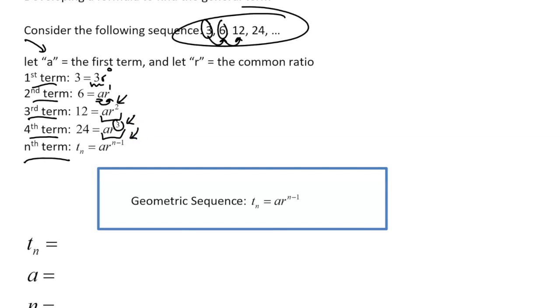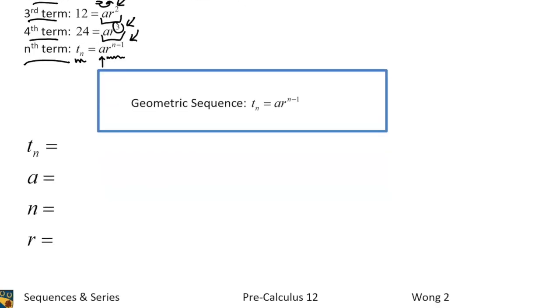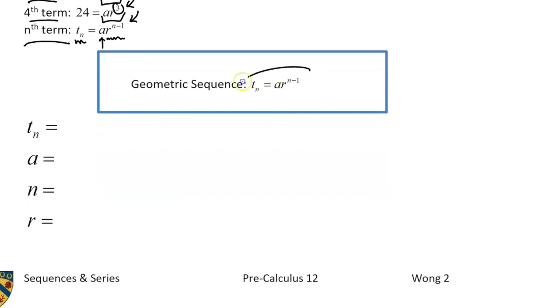So based off of this, we are 90% of the way to being able to create this formula for a geometric sequence. Our geometric sequence is going to look like this. It's going to be a, your first term, times your common ratio raised to the power of n minus 1, and that's going to equal what we call t of n. And let's define what each of these parameters represent. So here's our geometric sequence formula, and you're going to be given this for all quizzes, tests, anything that you need it for. It's nothing that you have to have memorized.